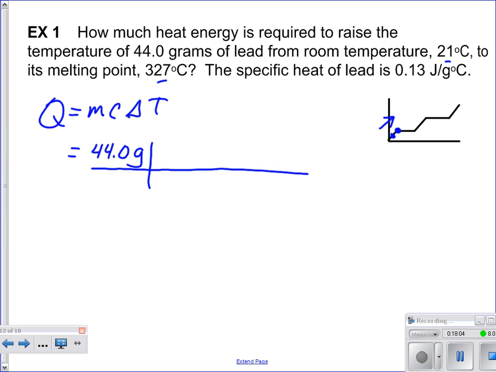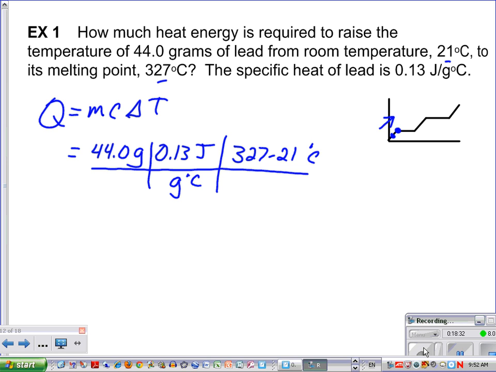Our C, we're given that as 0.13 joules per gram degrees Celsius. And then we're going to also multiply that times our change in temperature. Remember, it's your final minus initial. So that's going to be our 327 minus 21, and that's degrees Celsius. So I'll give you a second to plug that in.